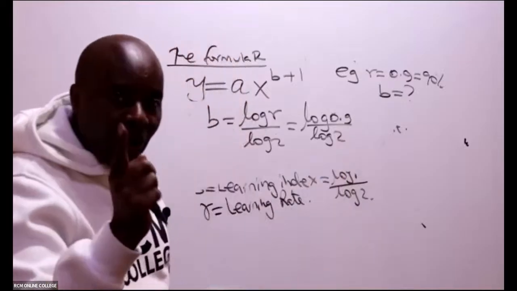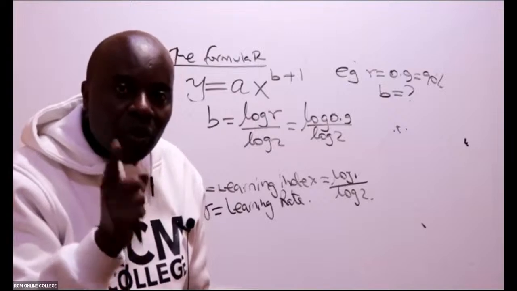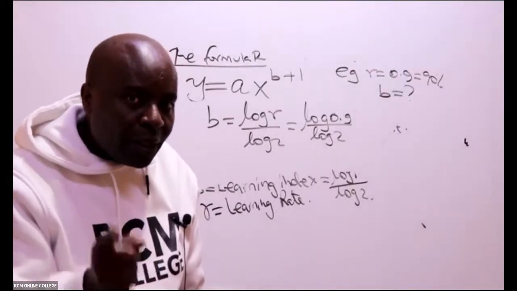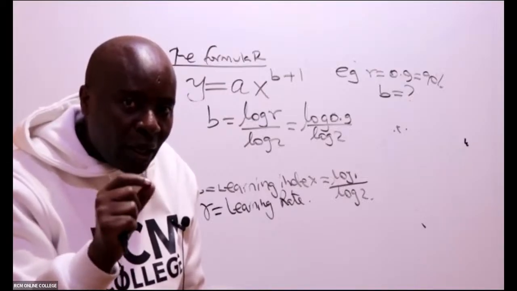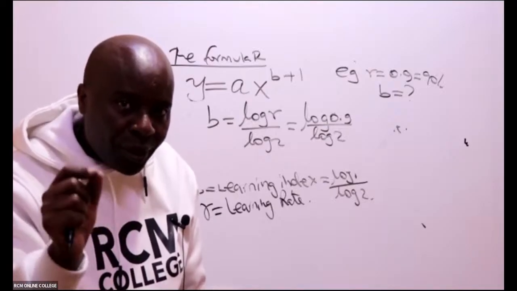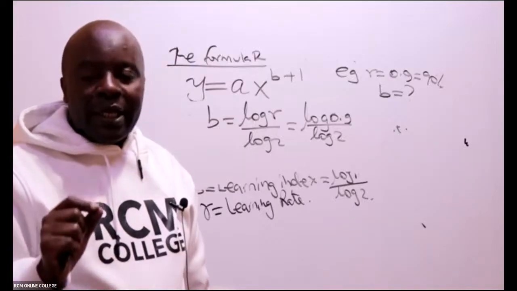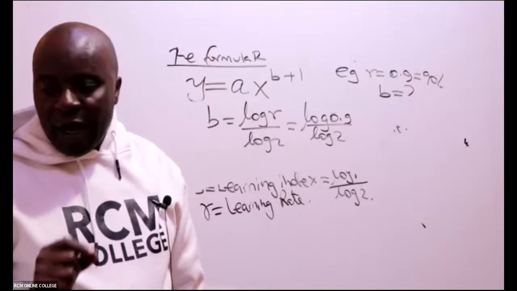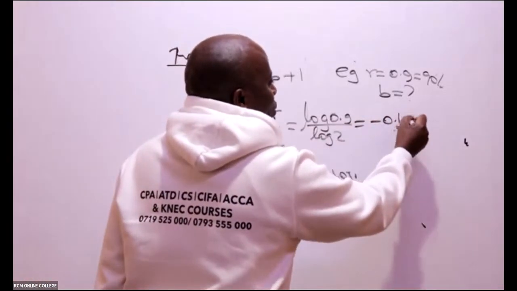This person who does not have a calculator, I'm seeing you. Please ensure that you look for a calculator. On that calculator, there is a button written log, L-O-G. So you press log 0.9 over log 2. You'll get, in this case, a negative figure, negative 0.152.